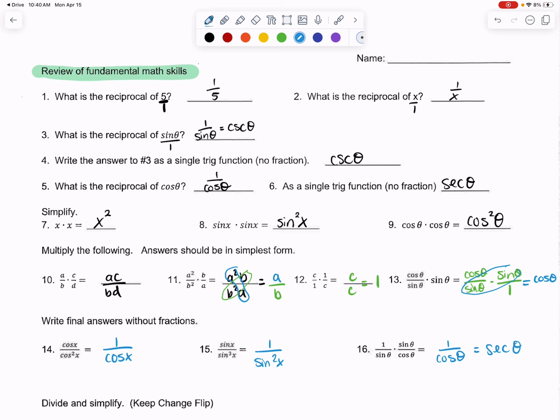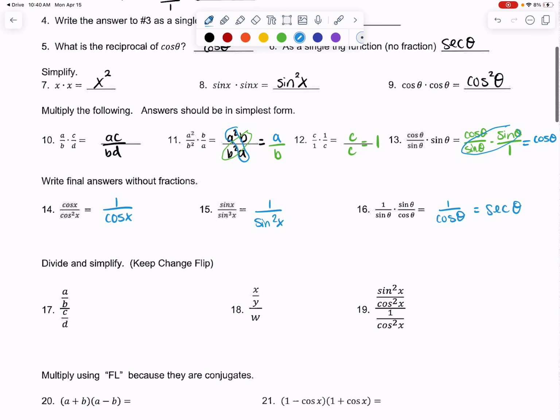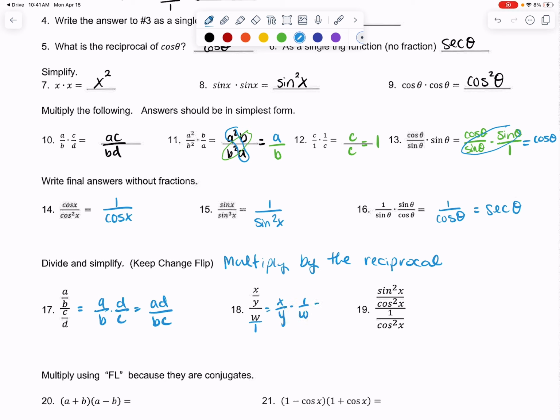We always want to get rid of fractions and write it as a single trig function if we're simplifying whenever possible. So if I'm dividing fractions, we remember keep, change, flip, or multiply by the reciprocal. So the reciprocal of my denominator c over d will be d over c. So I have a over b times d over c. That is ad over bc. Remember, if your denominator isn't a fraction, you've got to put it over 1. So xy times 1 over w is x over wy.